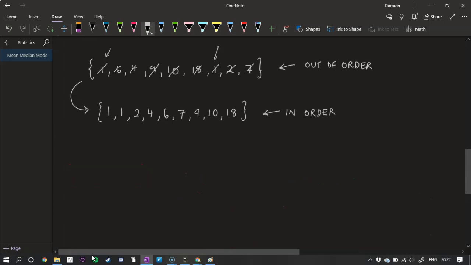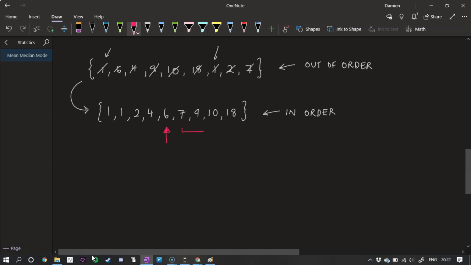So how do we find the middle one? One of the ways you can do it is start crossing off numbers at the start and at the end, but sometimes it's easy to figure it out. So I'm looking at this one and I'm guessing that 6 is my middle number. Now let's see if I'm right. If 6 is the middle number, there should be the same amount of numbers to the left of 6 and to the right of 6.